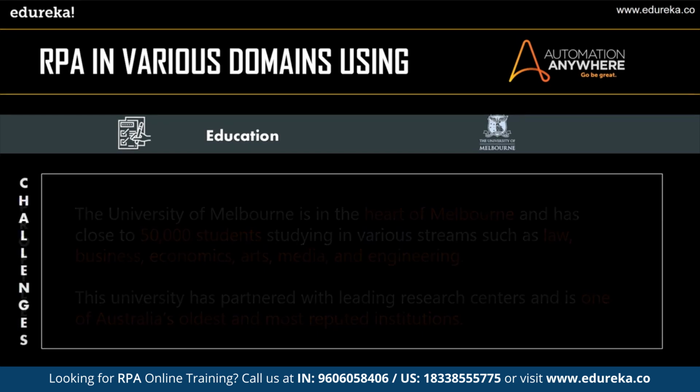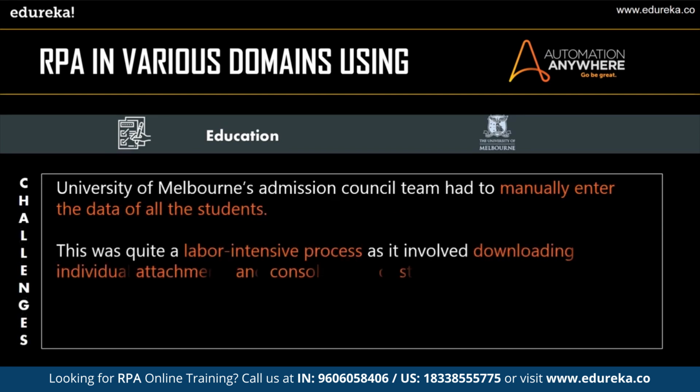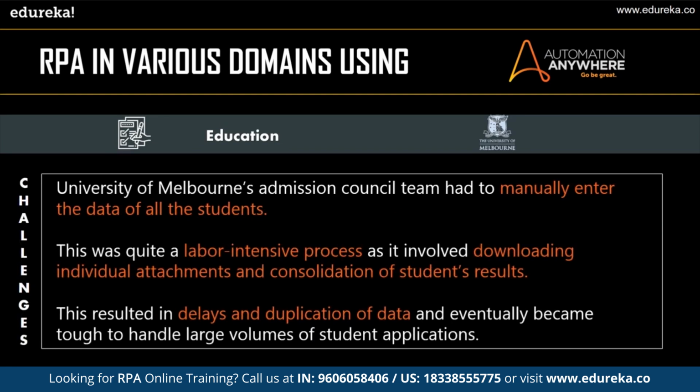Now, being one of the top institutions, the University of Melbourne's admission council team had to manually enter the data of all the students. This was quite a labor intensive process as it involved downloading individual attachments and consolidating students' results. Due to such an intensive process, it resulted in delays and duplication of data and eventually became tough to handle large volumes of student applications.